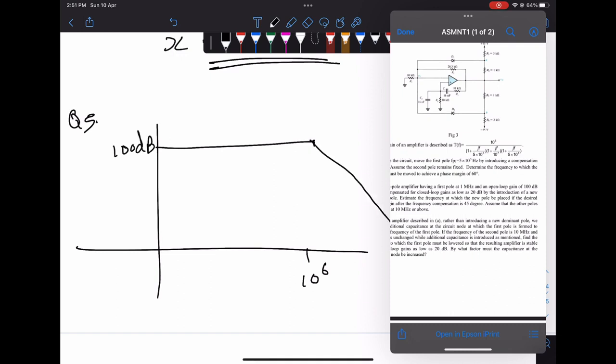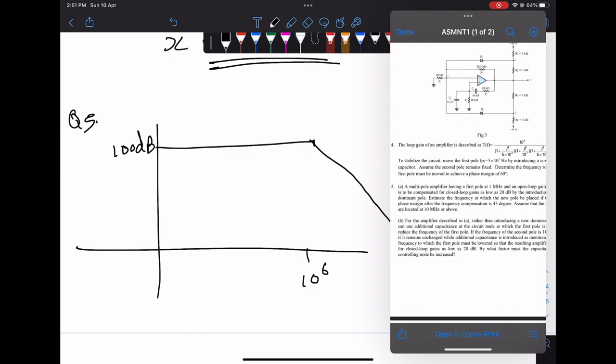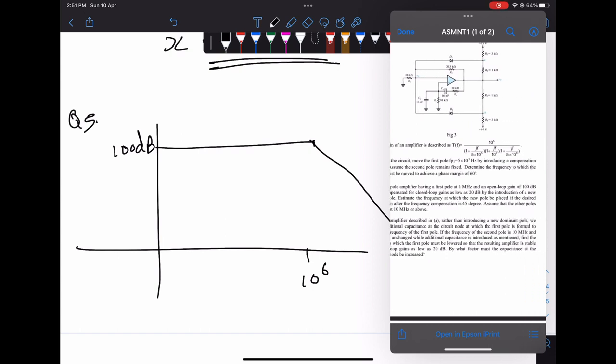In question number 5, it is given that there is a pole at 1 MHz and the DC gain is 100 dB. After that, minus 20 dB per decade will be there. They ask us to introduce one pole so that the gain at 10 to the power 6 will be 20 dB. From 100 dB to 20 dB, there is a decrease of 80 dB. We know that per decade it is decreasing by 20 dB.